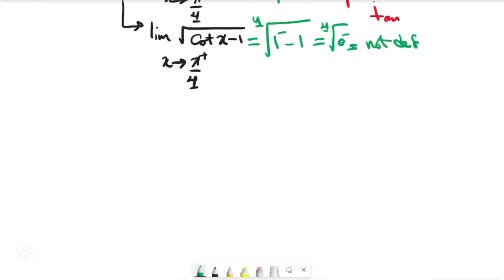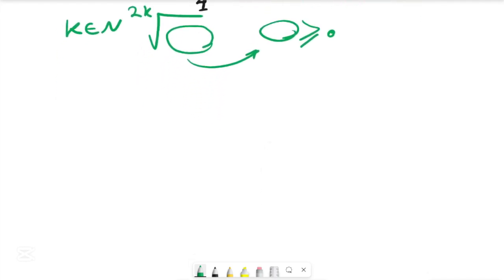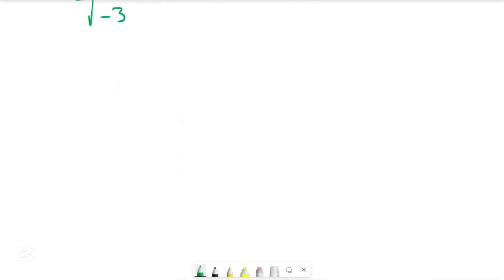Why, guys? You know, when k belongs to N and with 2k, every one of these even roots, everything under the root must be 0 or positive. And therefore, when you put, for example, minus 3 under a square root, it is not defined in the real numbers, but in the complex numbers, yes, we can find it.